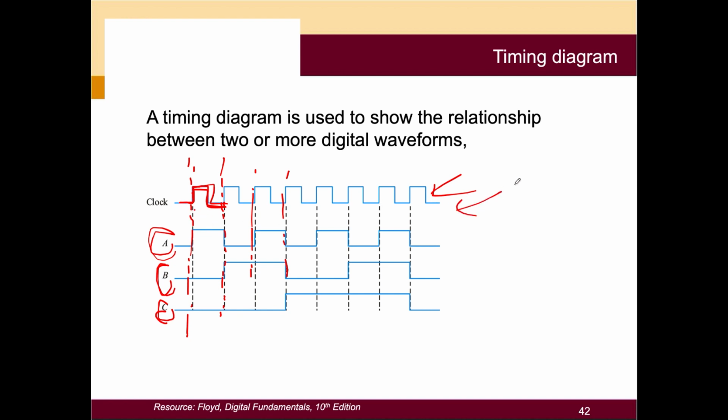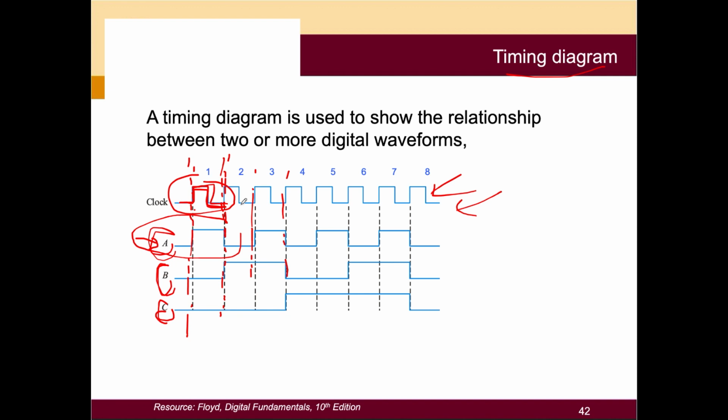Let's say you were given the frequency, and you were asked a question: what is the frequency of signal A? You need to figure it out using this timing diagram method, because you know the frequency of the clock. So if you use this timing method, you can also know the frequency or time period of signal A, signal B, and signal C, of course.